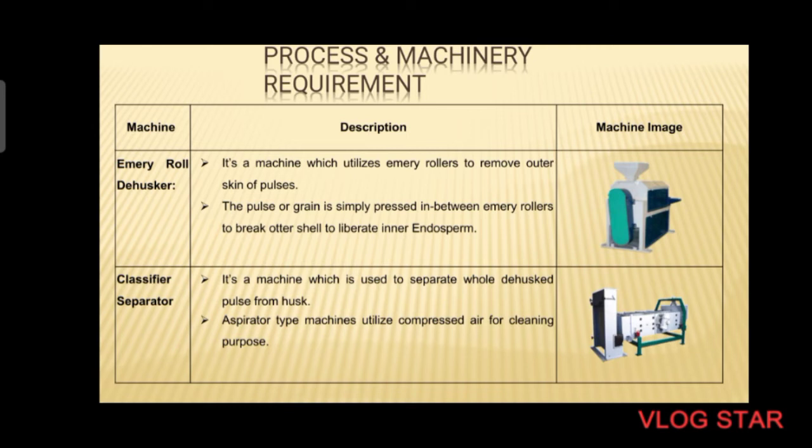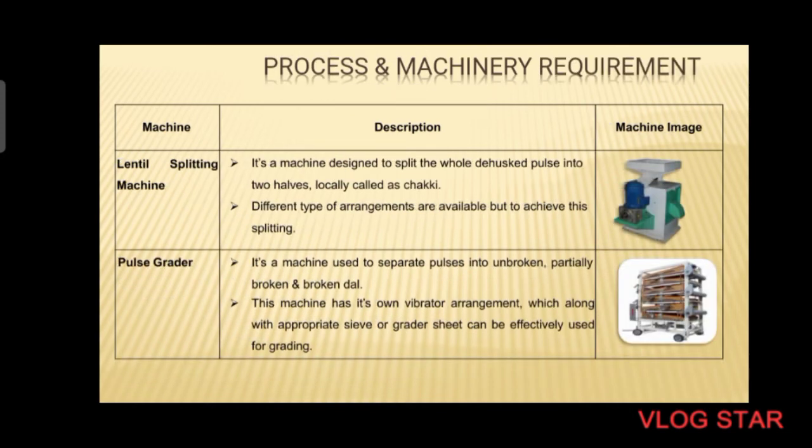Classifier separator. It's a machine which is used to separate whole dehusked pulse from husk. Aspirator type machines utilize compressed air for cleaning purposes. Next, lentil splitting machine. It's a machine designed to split the whole dehusked pulse into two halves, locally called chucky. Different types of arrangements are available to achieve this splitting.